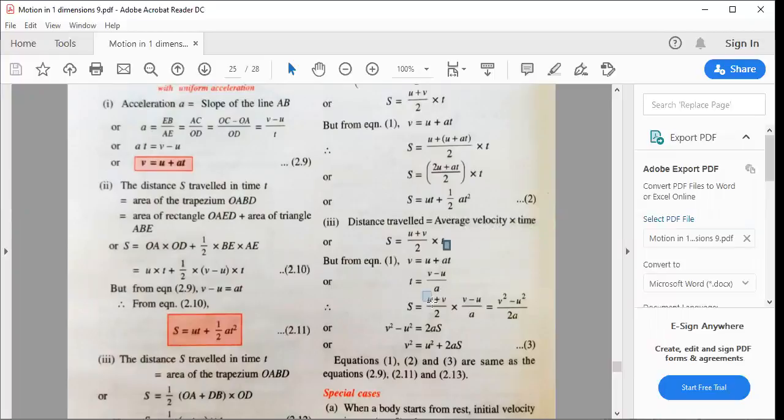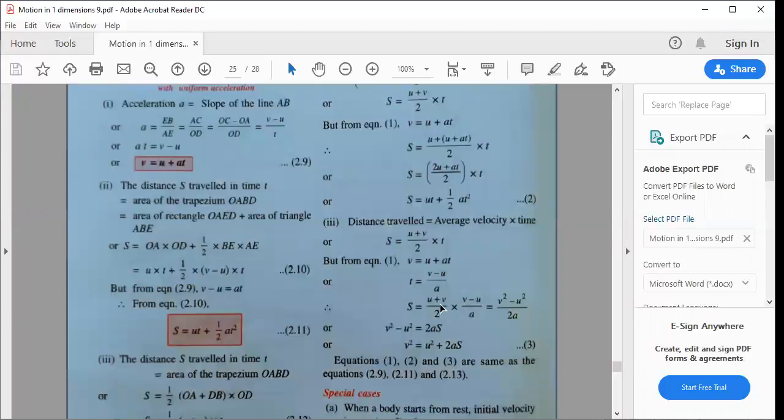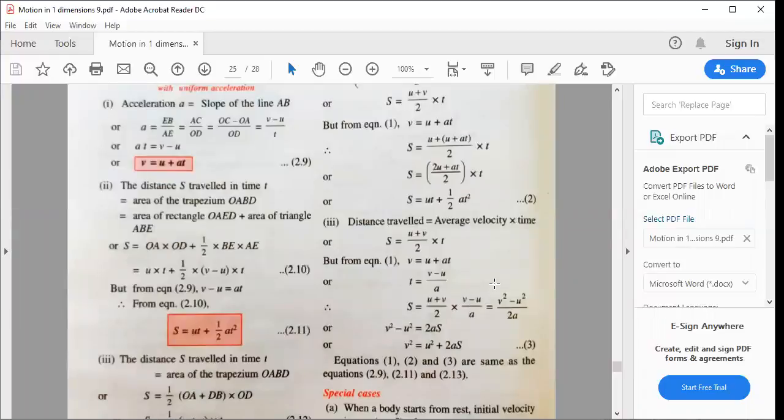If you observe, there is an identity here. This is u plus v into v minus u, so it is the same as a square minus b square. So what is this? v square minus u square. If you observe, it was the same thing with the trapezium, and here also we are using the identity. Now s is equal to v square minus u square upon 2a. Just take it to the other side and you will get the formula. Okay.